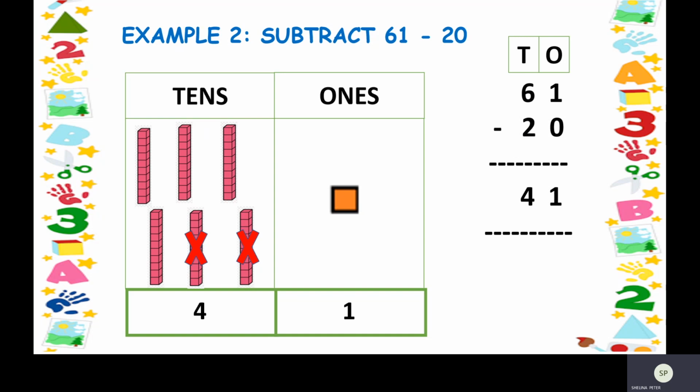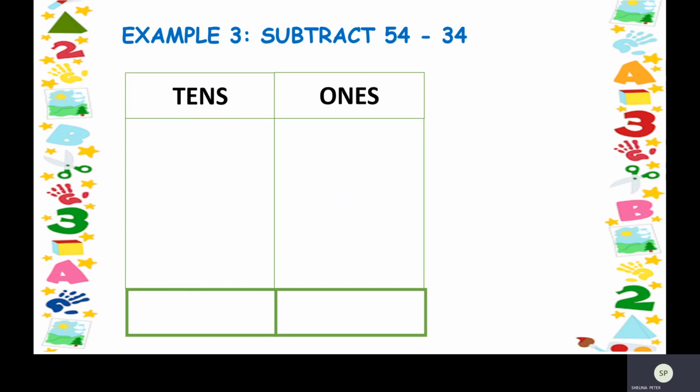Now let us go to the third example. Subtract 54 minus 34. So again, these are two-digit numbers, so we have represented them as ones and tens. Now check the bigger number from here. So the bigger number is 54. Let us represent this in the boxes using blocks.